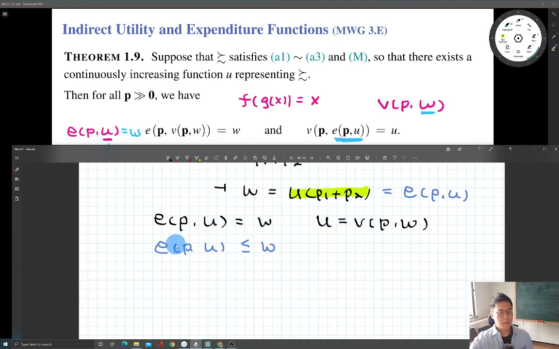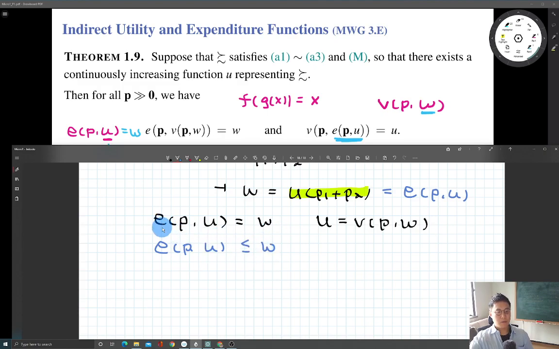But the definition of E is the minimum expenditure necessary for attaining this level of utility. So with this money, we know that this target utility is attainable. So what is the minimum expenditure for attaining this level of utility? That should be lower than, at least lower than this W. So we have this inequality. But this is a weak inequality. We can't say this is strictly lower than this. So this is what we want to show. And we obtain this inequality.